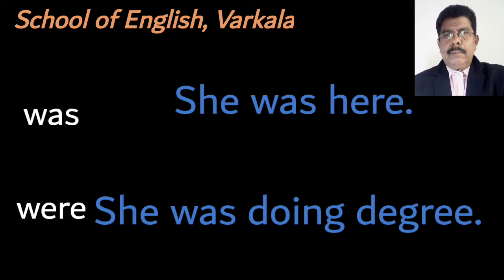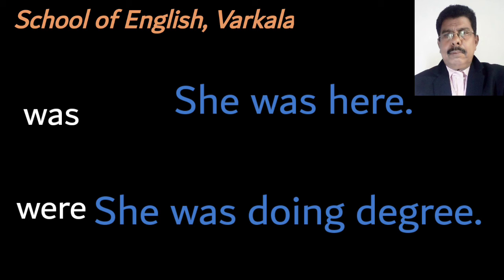Look at the verbs on the left side. Was and were. Was is the past form of is, am. Were is the past form of are. She was here. In this sentence, she is a pronoun. Here, which we haven't studied, it's an adverb. Was is the only verb. So in the first sentence, was is the verb and it stands independently.